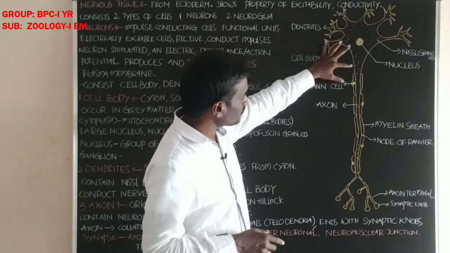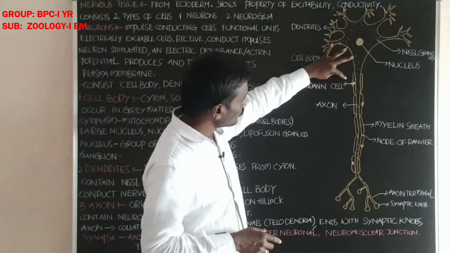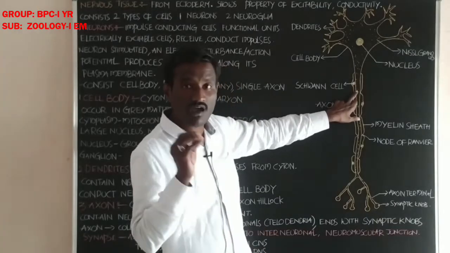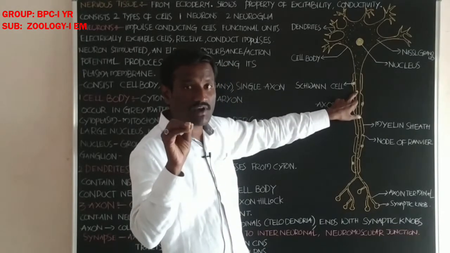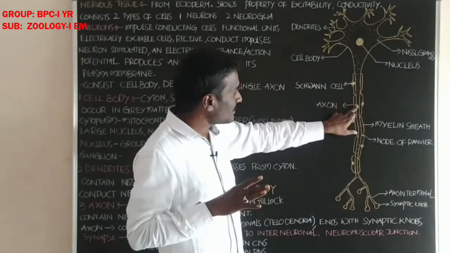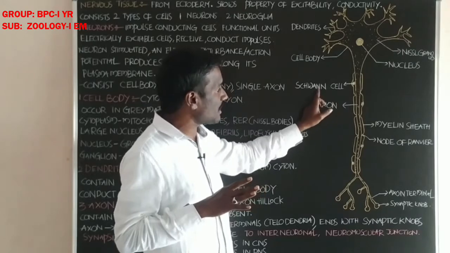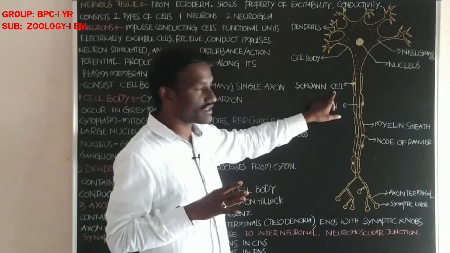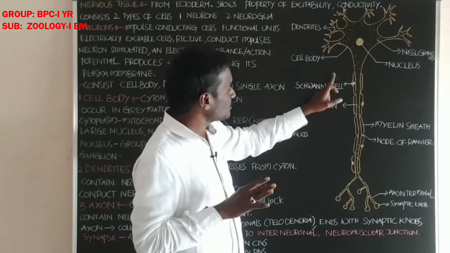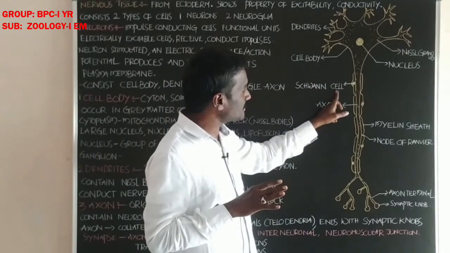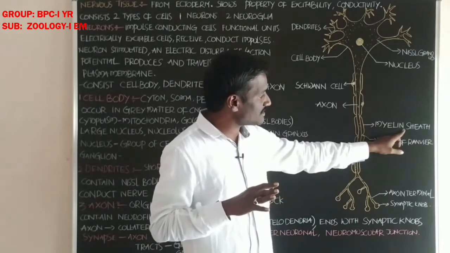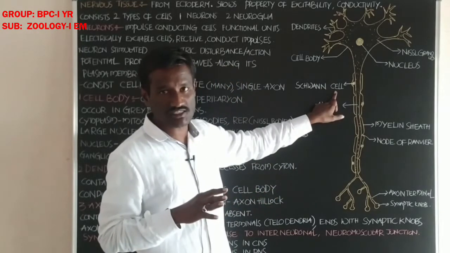Okay, next, Schwann cells are also there. The Schwann cells are in close contact with the plasma membrane of the axon, or axolemma. Schwann cells are the glial cells, or supporting cells, of the nervous tissue. Student, these Schwann cells form the myelin sheath. This is the myelin sheath, formed by Schwann cells.